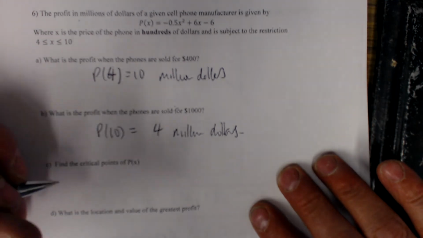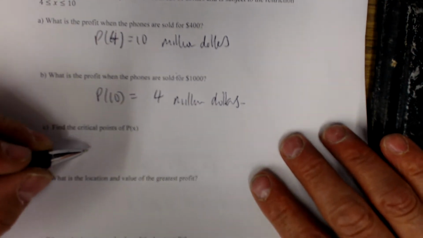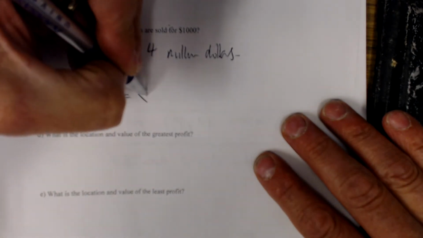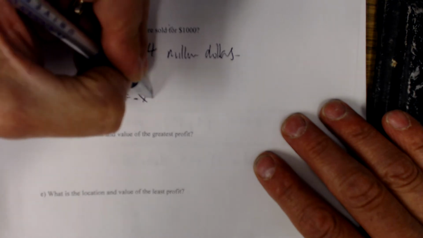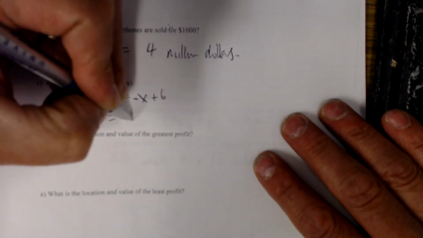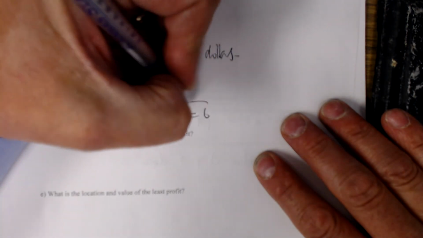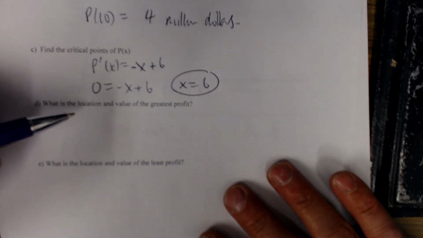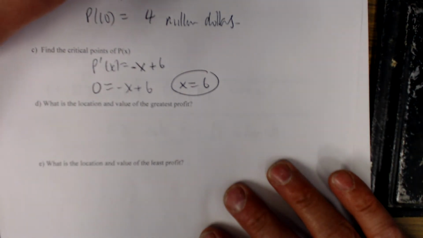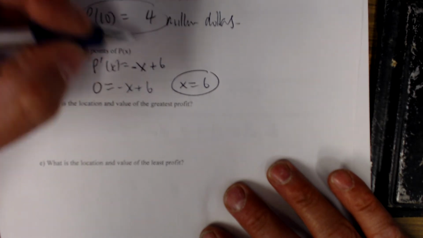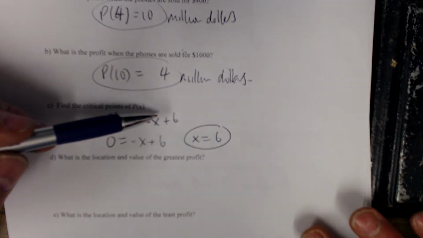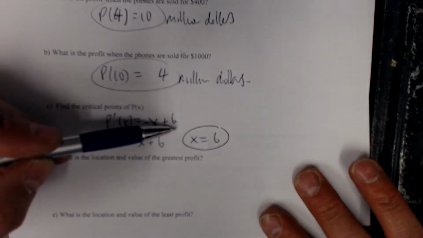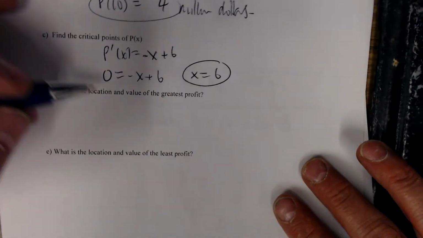All right, so find the critical points. So the critical points are where the derivative is 0 or undefined. So p prime of x equals negative x plus 6. And so I set it equal to 0. It's never undefined. And I get x equals 6. Okay, now to figure out the greatest or the least, we have to plug in the endpoints and the critical point. So we know that the absolute min and absolute max live either at the endpoints or at the critical point. So we've got to figure out what all these values are.